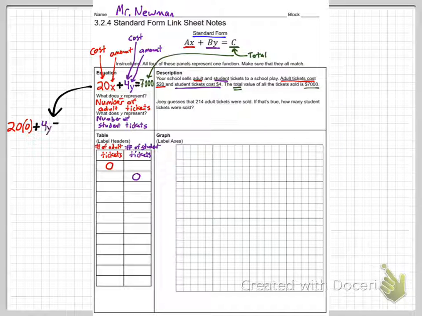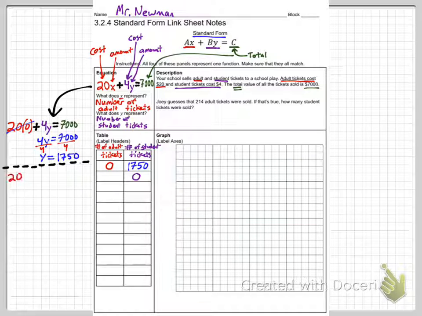So let's plug in 0 for x here. 20x, so 20 times 0, plus 4y equals 7,000. Well, 20 times 0 is 0, so we get 4y is 7,000. If you divide both sides by 4, you get 1,750, which will go in our first row. So when you have 0 adult tickets, you would have 1,750 student tickets.